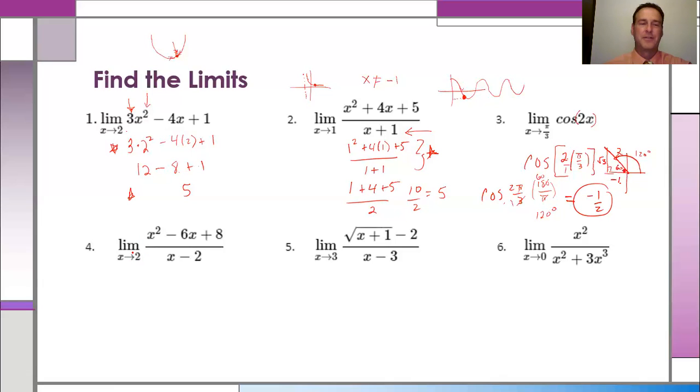X is going to 2. I need to find that limit. And notice what happens when you plug in 2. You're like, oh no, you get a 0, which you can't have. And if you plug it in on the top, okay, you also get 0. Okay, so it ends up getting 0 over 0. And you're like, can I write that as an answer? And the answer is better not.